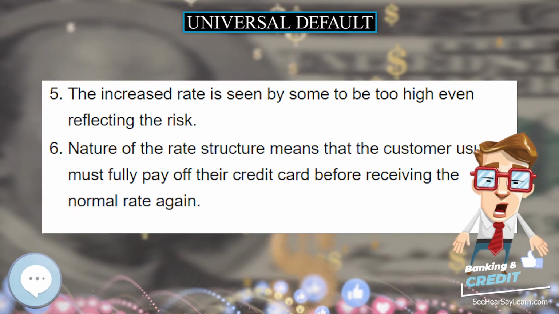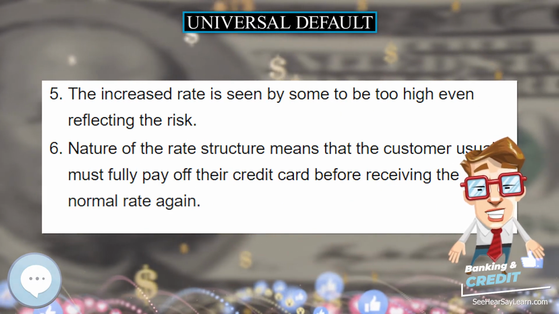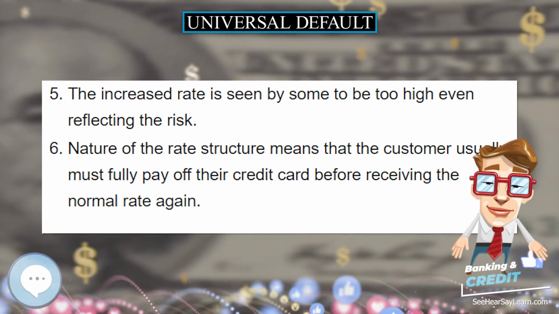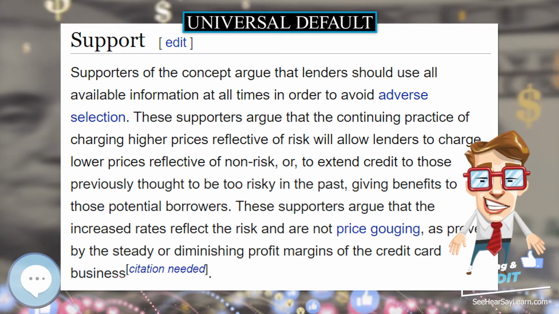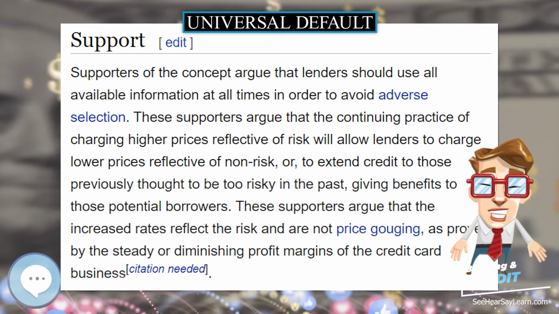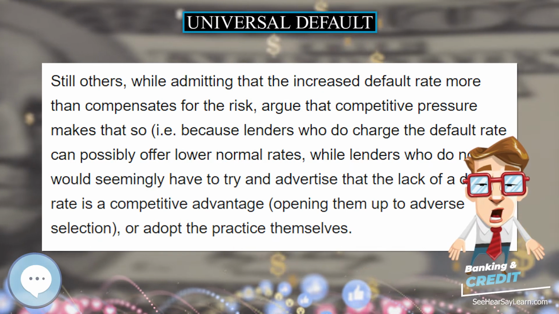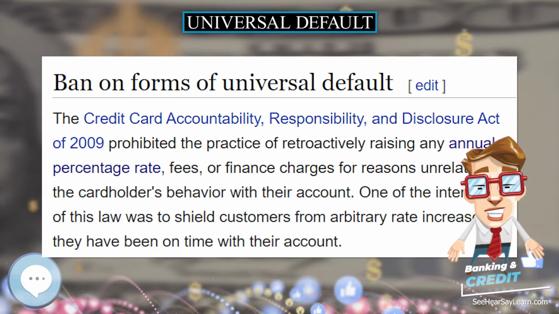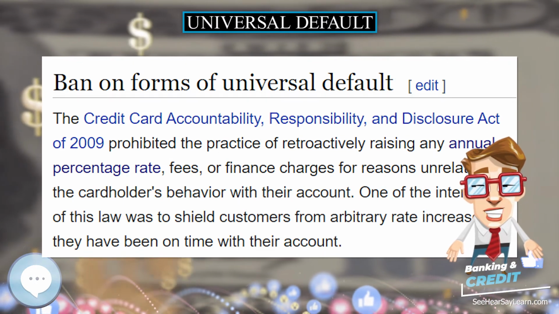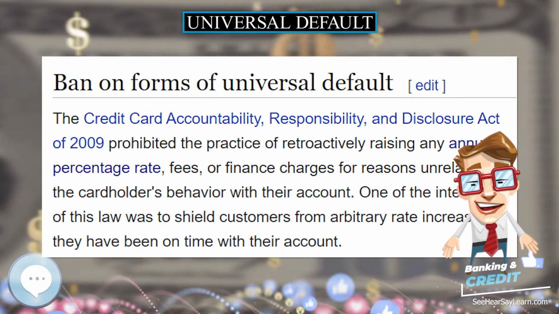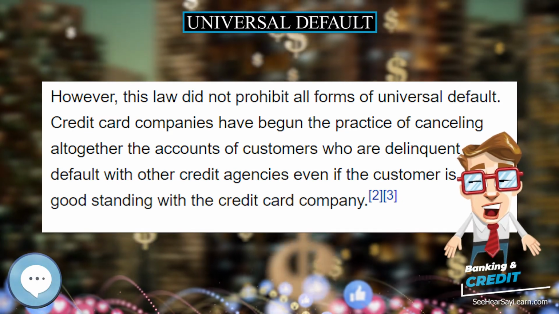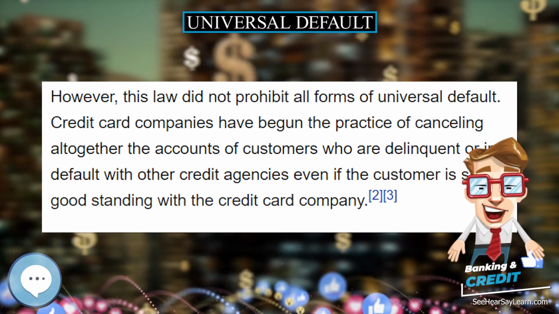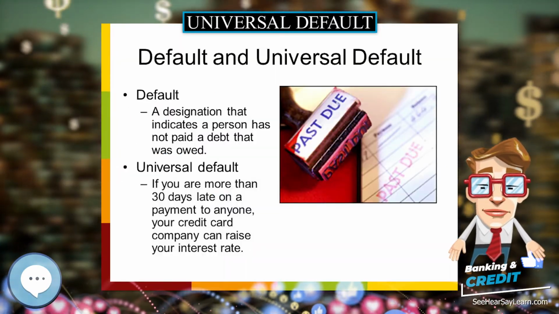Criticisms. The concept of universal default is criticized for many reasons. Support. Supporters of the concept argue that lenders should use all available information at all times in order to avoid adverse selection. These supporters argue that the continuing practice of charging higher prices reflective of risk will allow lenders to charge lower prices reflective of non-risk, or, to extend credit to those previously thought to be too risky in the past, giving benefits to those potential borrowers.